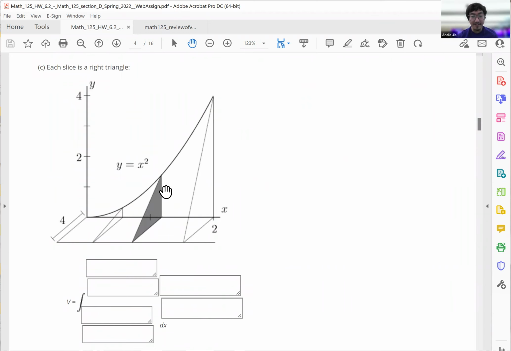Here the solid is a triangle, so the area of a triangle is 1/2 of base times height. So it's 1/2 x squared. Make sure to pay attention to the triangle area formula here.